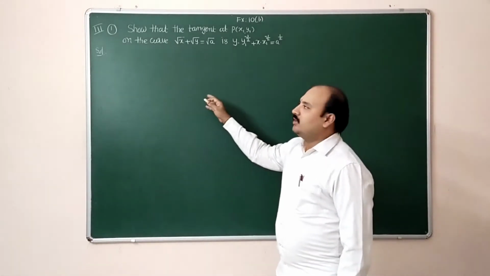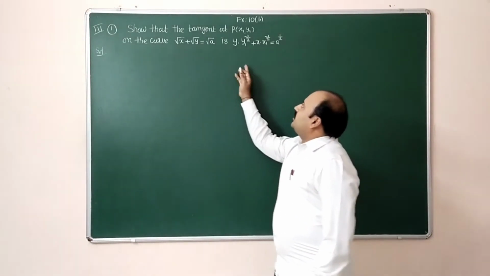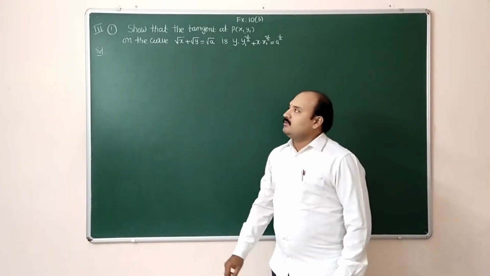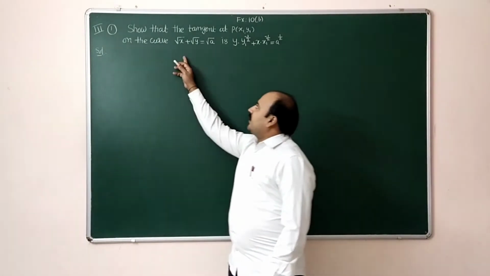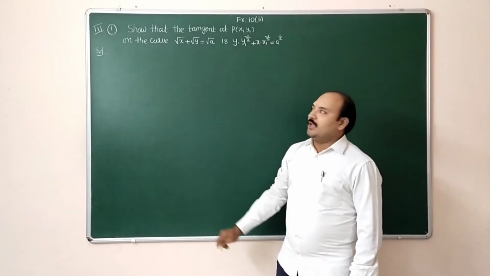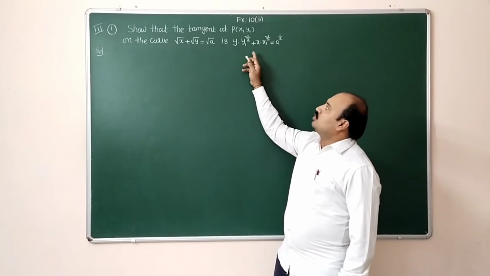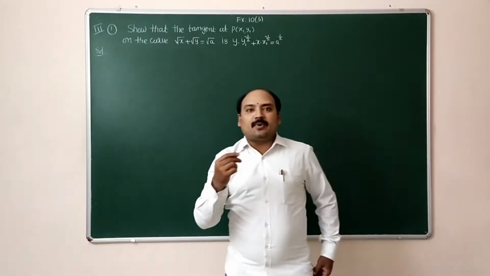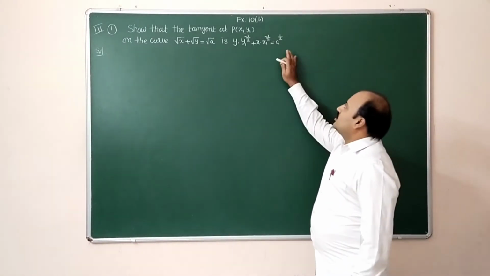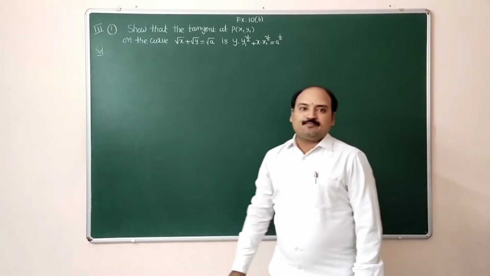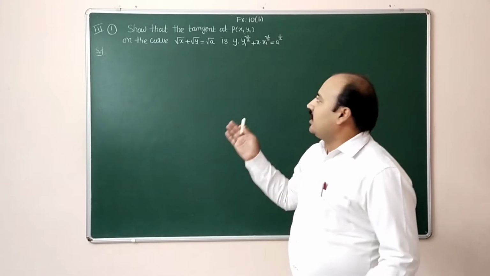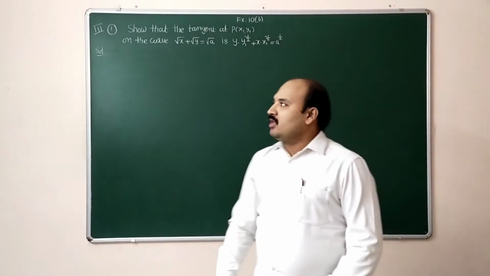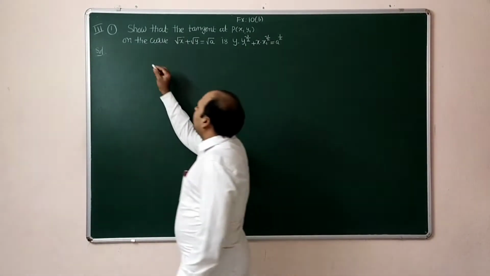The first question here. Show that the tangent at P of x1, y1 on the curve root x plus root y equal to root a is y into y1 power minus 1 by 2 plus x into x1 power minus 1 by 2 equal to a power 1 by 2. So here the curve is given and one point is also given. So here the first step is the given curve.